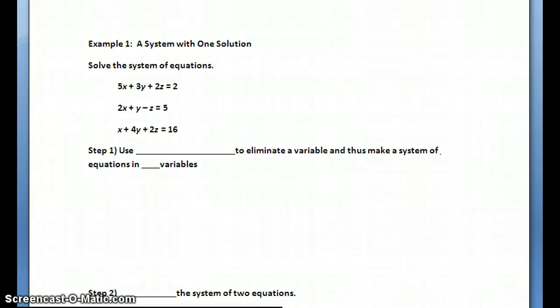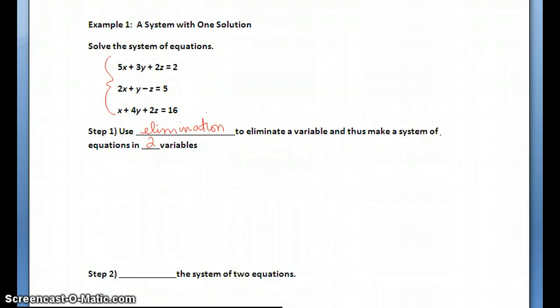So when I look at this, this is a system of three equations. And if you notice, there's three variables. There's an x, there's a y, and there's a z. And we need to find the solution, if there is a solution to this. So what we're going to do in step one is we're going to use elimination to eliminate a variable and thus make a system of equations in two variables. And then we're going to work on the two variables.